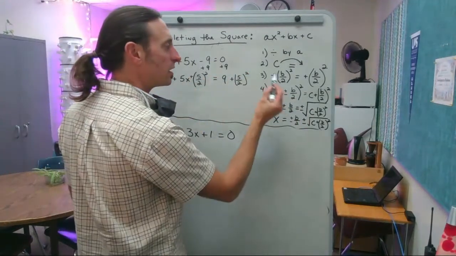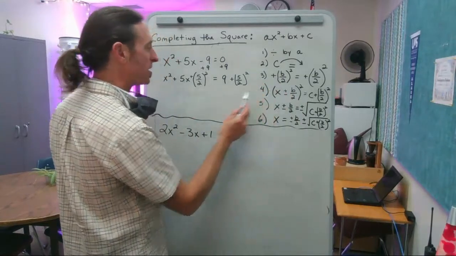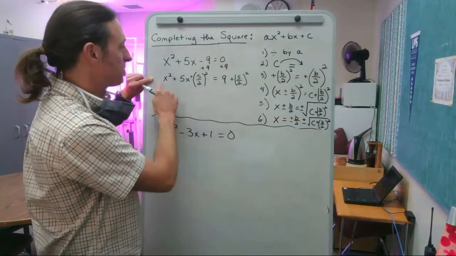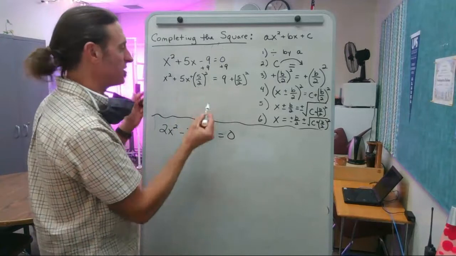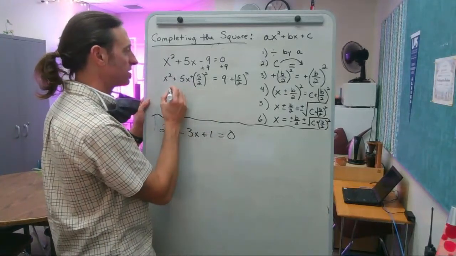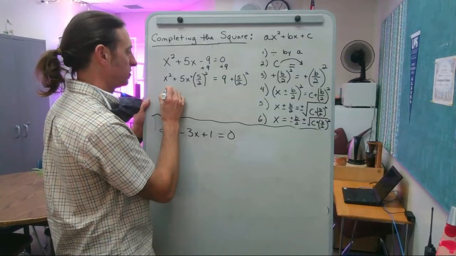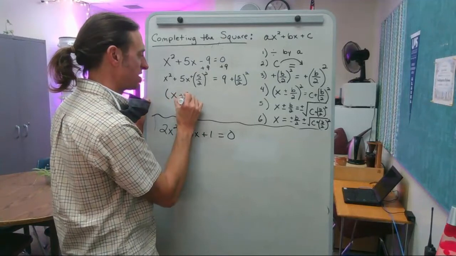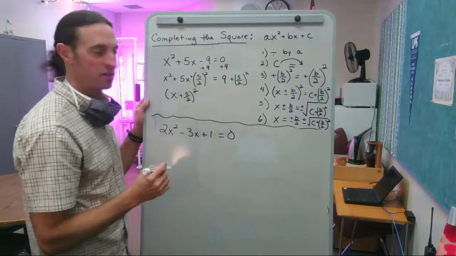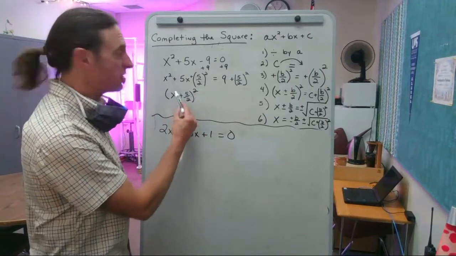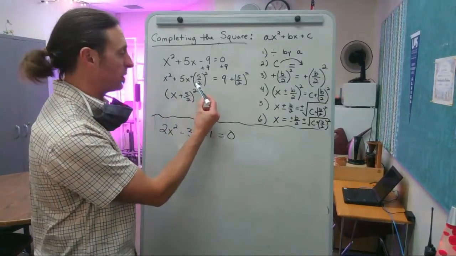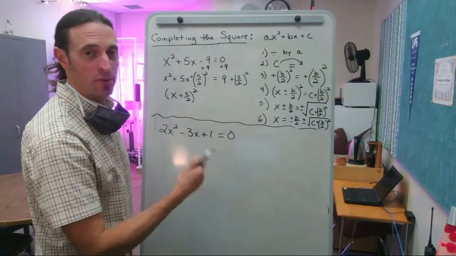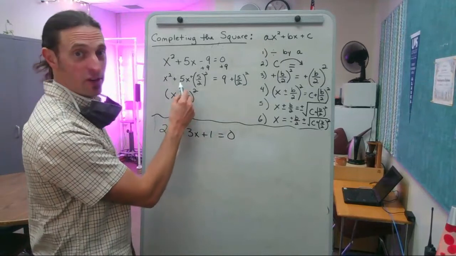Beautiful. Step 4. I've just created a perfect square trinomial. So basically, I'm going to factor this. So I'm going to go like this: x plus 5 over 2 squared. And the reason for that is if I square this out, I'll end up back with the original equation. If I multiply x by 5 over 2, I get 5 over 2 x. I get 2 of those. That would be 10 over 2 x, or also known as 5x.